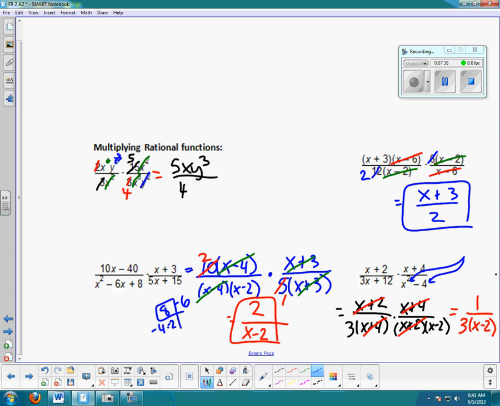And then once we cancel out our common factors, we have nothing left in the top, so we have to have a top. So we call it 1. And in the bottom, we have 3 times x minus 2. All right, let's move on.